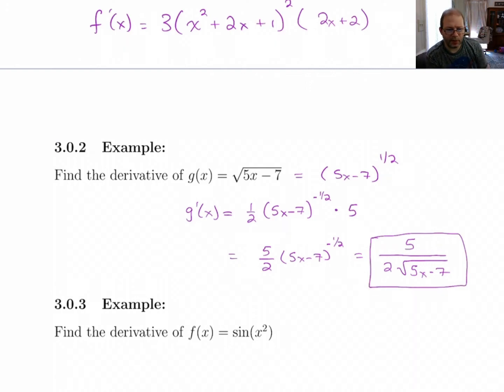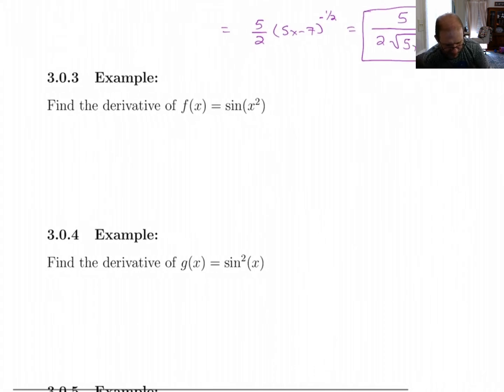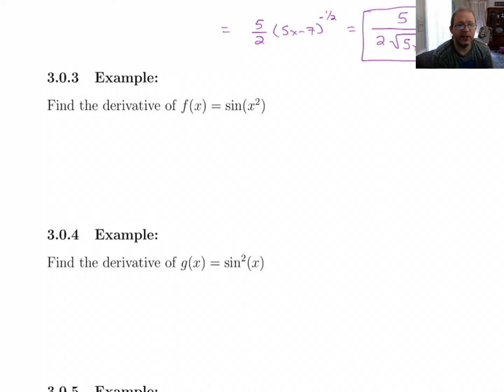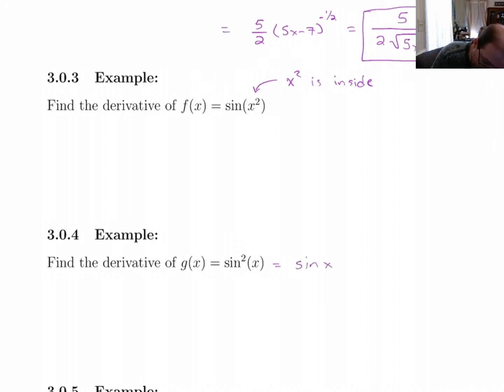All right, let's do a couple more. These two examples, notice they're similar to each other. The derivative of sine of x squared and the derivative of sine squared x. Now what's going on here is, on this one, x squared is my inside function. But on this one, remember when the square is written there on the end of sine, this means it's sine of x, squared. So on this one, sine is my inside function.